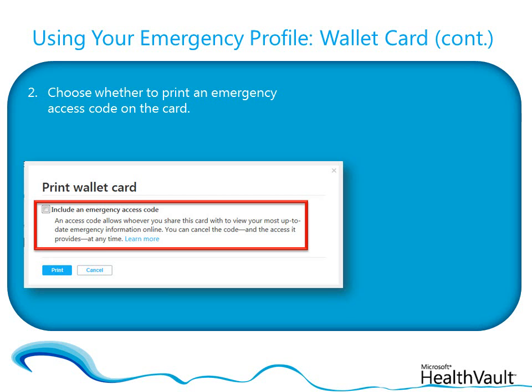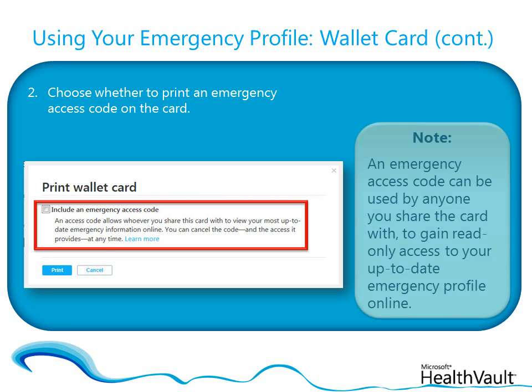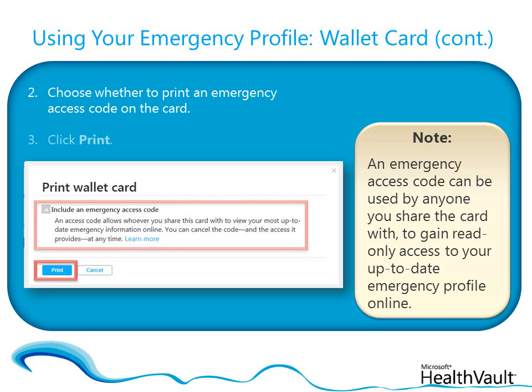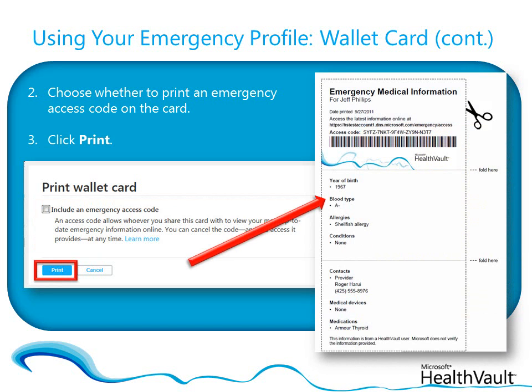This can help ensure that medical professionals get the most up-to-date record of your emergency profile, in the event that you updated it online but didn't print out a new card with the updated information. Note that anyone who has access to the card can use the code to view your emergency profile online. You can cancel an emergency access code at any time. When you've chosen the options that you want, click Print to send the emergency profile wallet card to your printer.